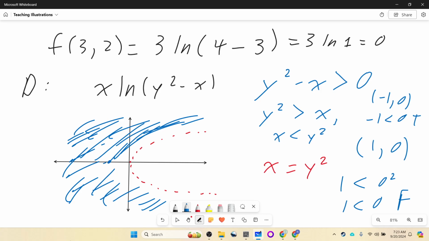And if you weren't thinking of test points, you could also look at it this way. x is less than y squared. You can say, well, x being less means the left, because x is left and right. So x must be to the left of it.